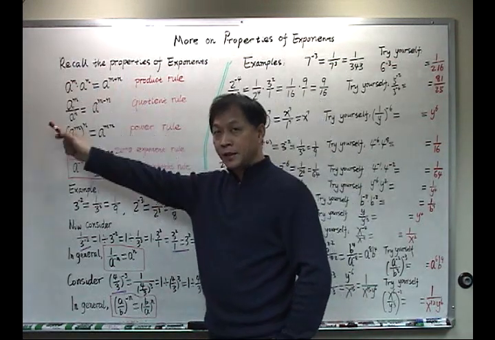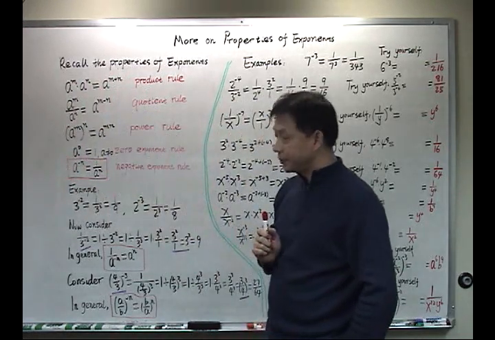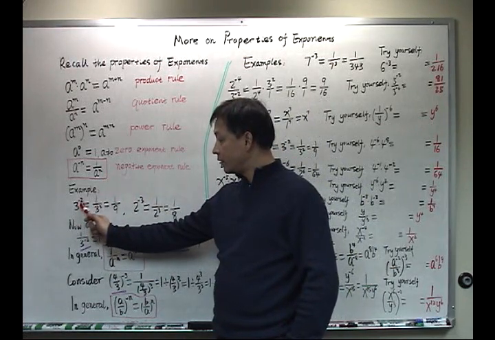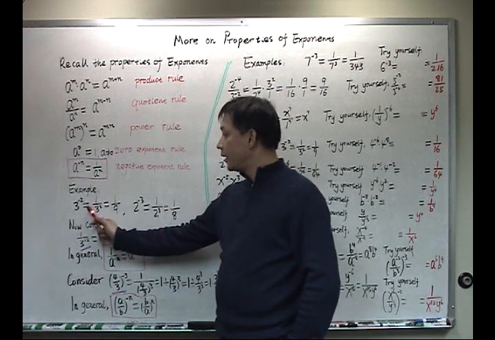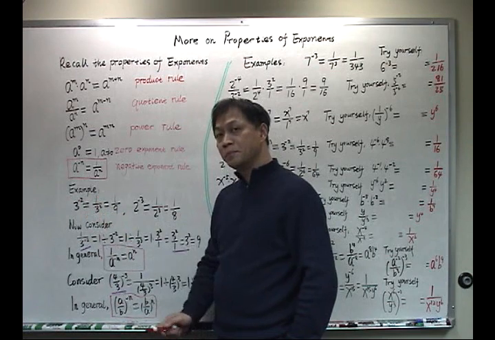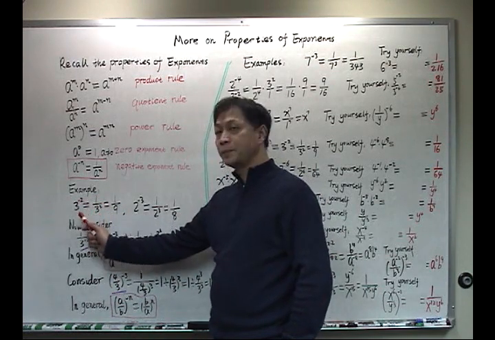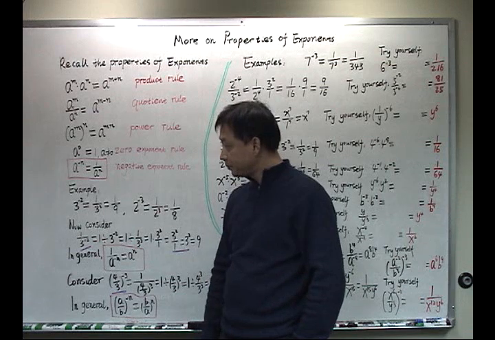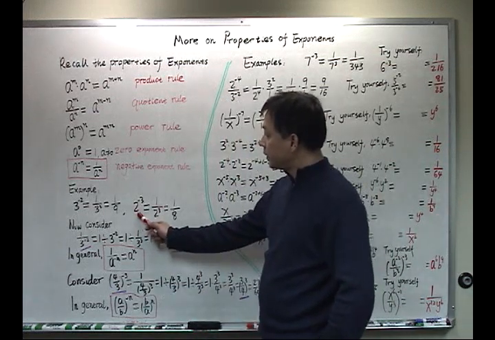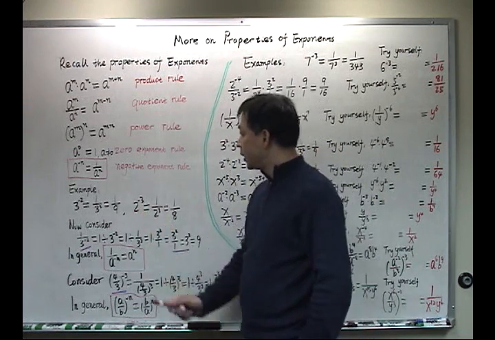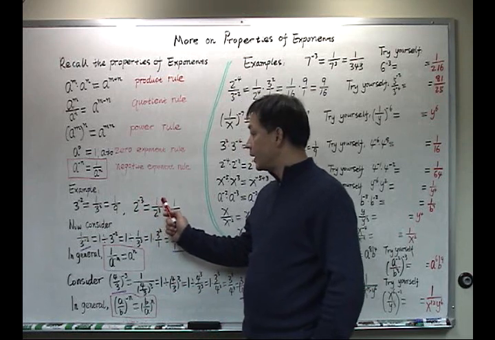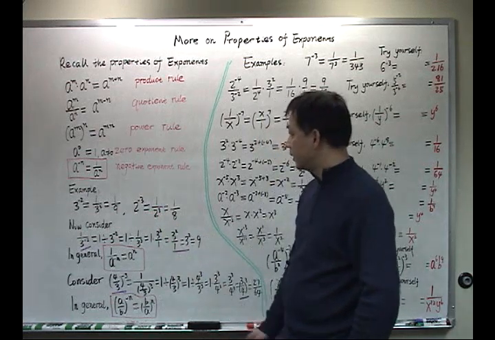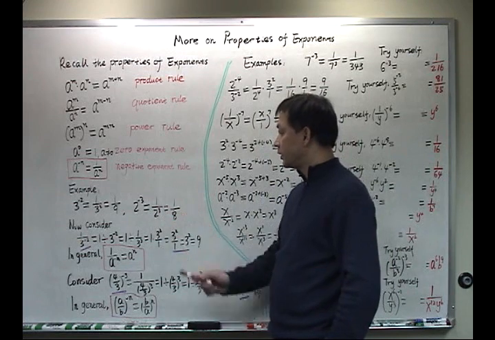Okay, review why. In the previous lecture, we have 5 rules. This rule says that if we have 3 to the negative 2, this negative tells us we have a 1 upstairs. Downstairs is 3 squared. We know 3 squared is 9, so the final answer is 1/9. For the same reason, 2 to the negative 3: the negative sign tells us there is 1 upstairs. Downstairs is just 2 cubed. We know 2 cubed is 8, so the final answer is 1/8.